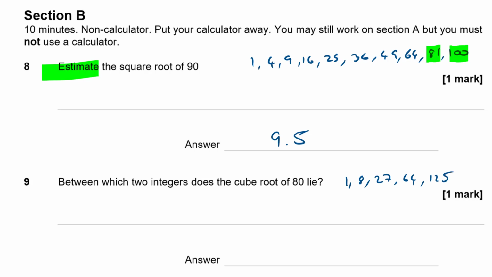So the cube root of 80 lies between these two, 64 and 125. Cube root of 64 is 4, cube root of 125 is 5. So your answer is going to be somewhere between those two. Okay, so the cube root of 80 is going to lie between 4 and 5.